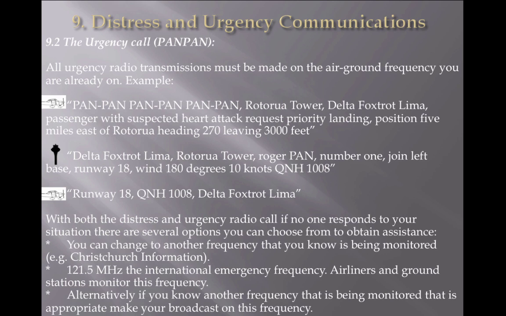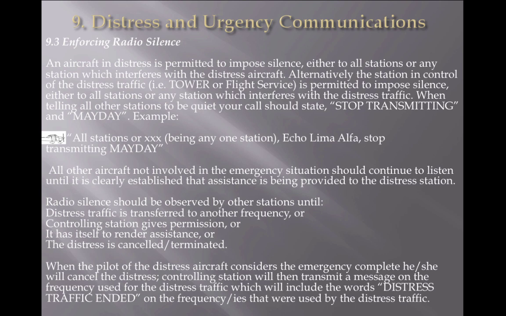With both the distress and urgency radio calls, if no one responds to your situation, there are several options open to you to obtain assistance. You can change to another frequency that you know is being monitored. 121.5, the international emergency frequency. Airliners and ground stations monitor this frequency. Alternatively, if you know another frequency that is being monitored that is appropriate, make your broadcast on that frequency.